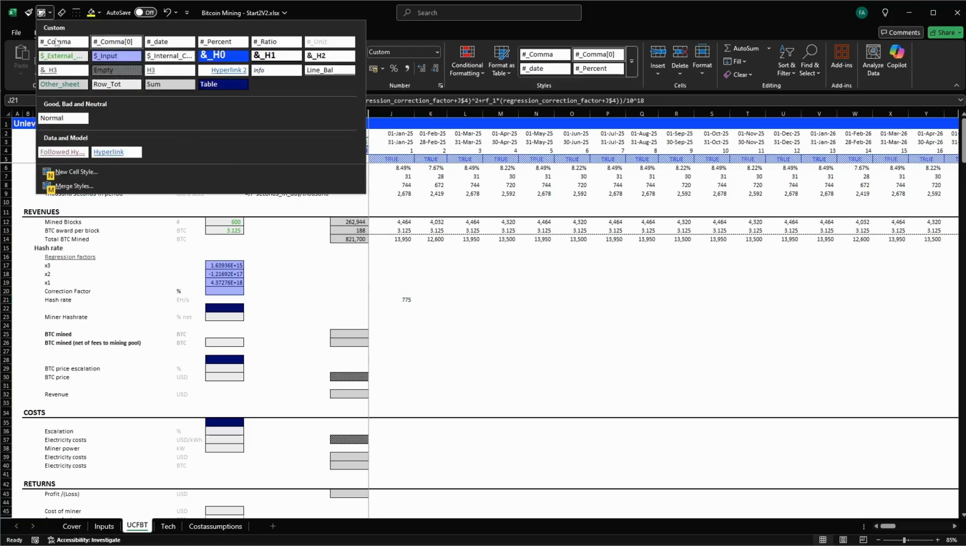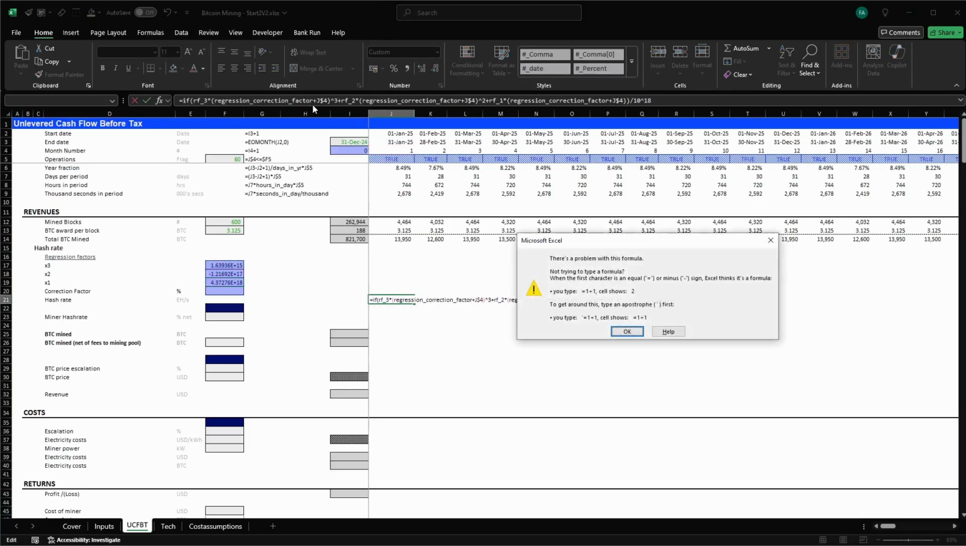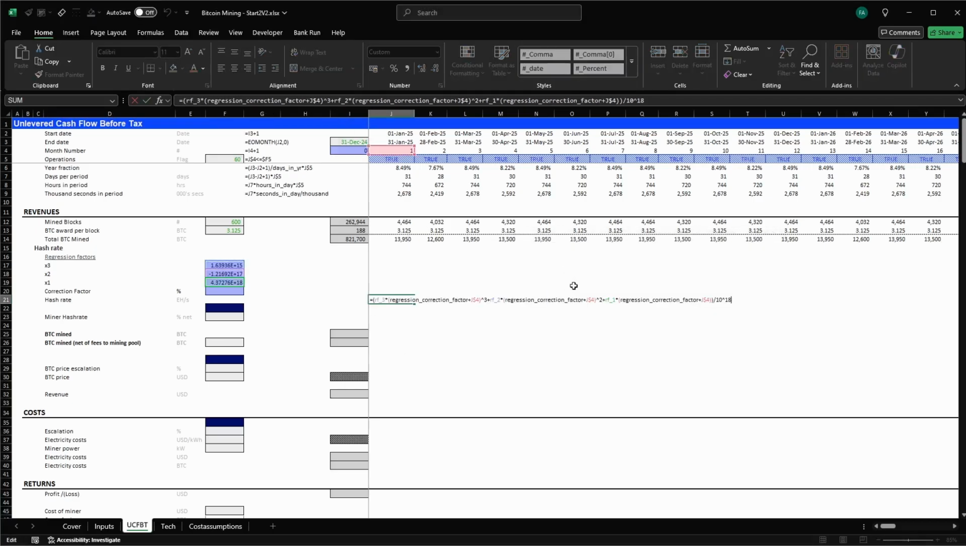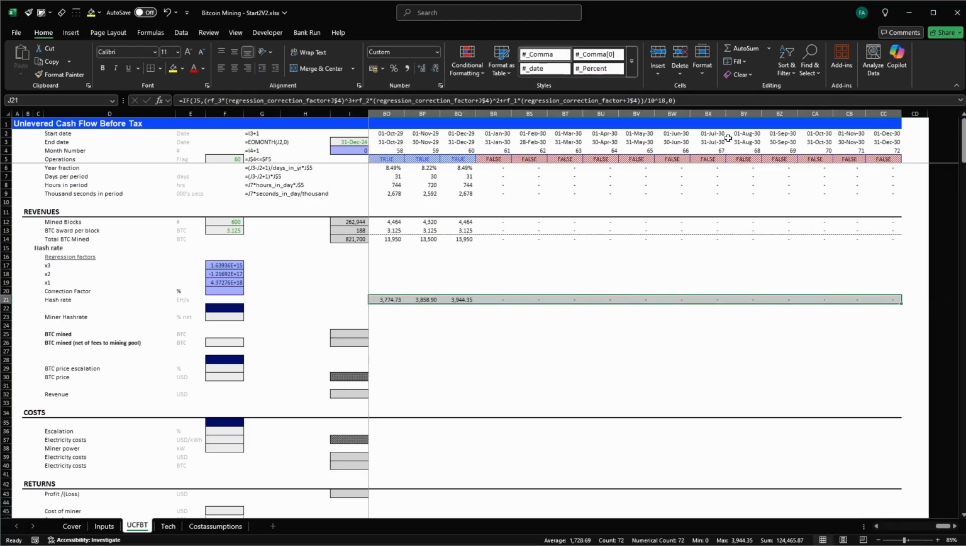So now I want to format this with two decimal places, and also I want to check. So it should be if this is true, then we do all of this. Otherwise, I want to return 0, because I don't want this number to show up whenever we retire or sell the unit. And that's basically it. Let me hit enter, copy and paste across, and here we go.